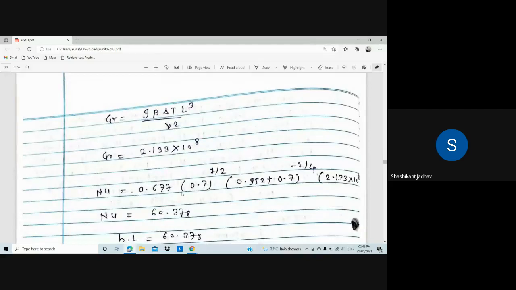Then we have to find out the value of Grashof number. Grashof number is equal to G into beta delta T L cube divided by nu square. G is nothing but 9.81. Beta is nothing but 3.07 into 10 raised to minus 3. Delta T is nothing but 80 minus 24. L is nothing but 0.35 bracket cube divided by nu square, that is 18.41 into 10 raised to minus 6. From this calculation we get the value of Grashof number, Grashof number is equal to 2.133 into 10 raised to 8.